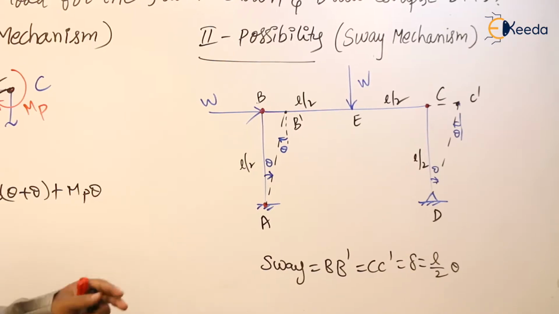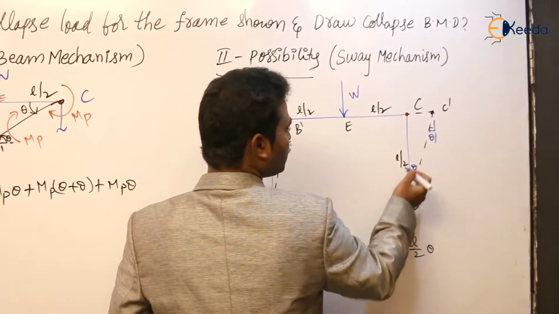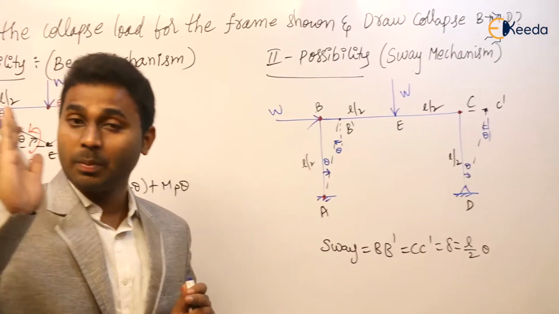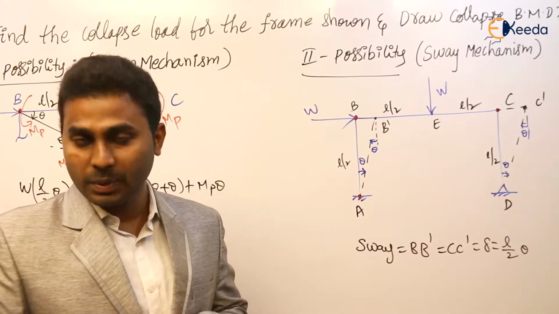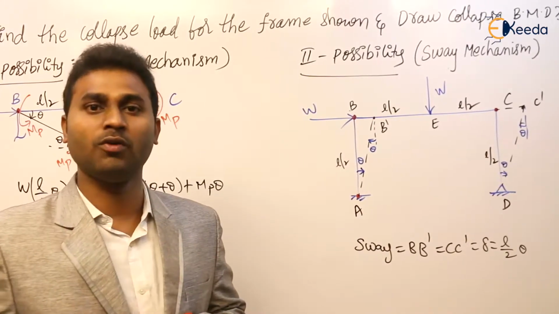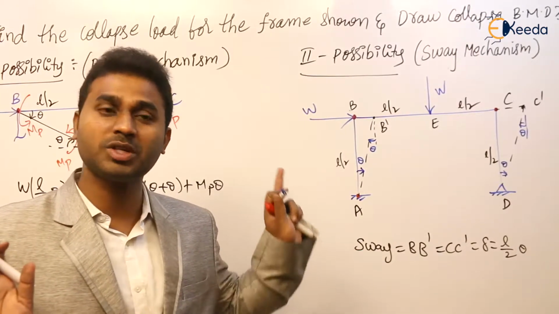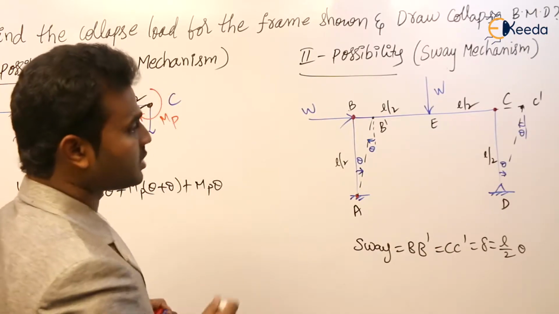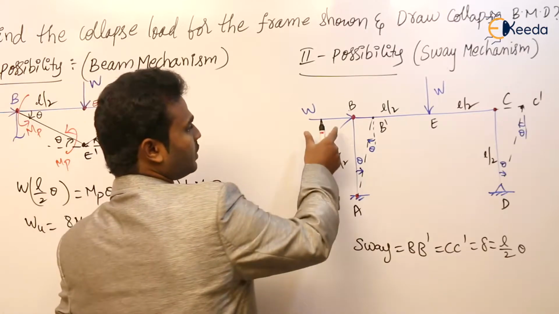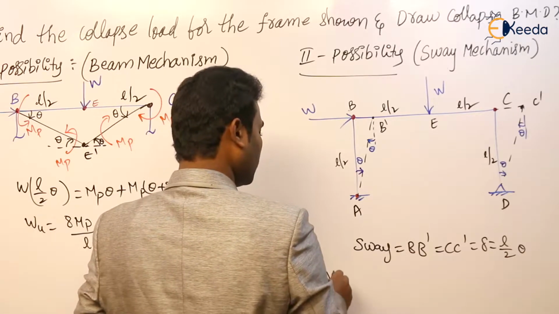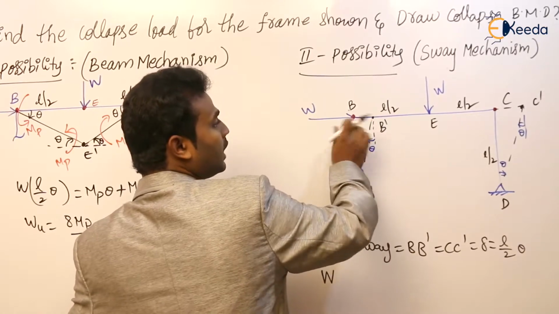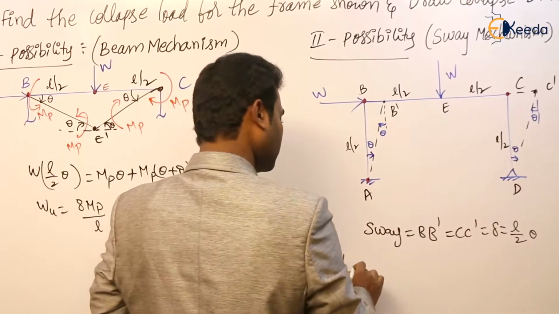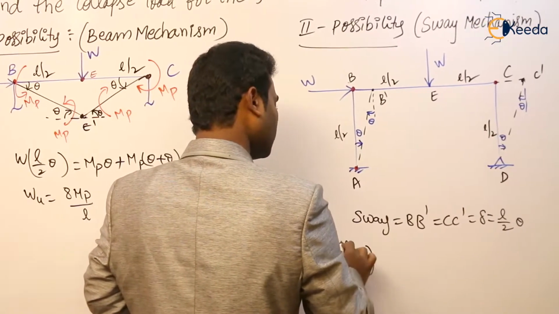In this case, if you observe, the given frame is swaying. So here work is done only by the horizontal load, but not by the vertical load. The vertical load will not do any work. So the work in the sway mechanism is done by the horizontal load. So write down the work, by the principle of virtual work. This is W, and W into how much has it displaced? It has displaced B to B dash, or C to C dash. So how much is it? L by 2 theta. This external work is equal to internal work.